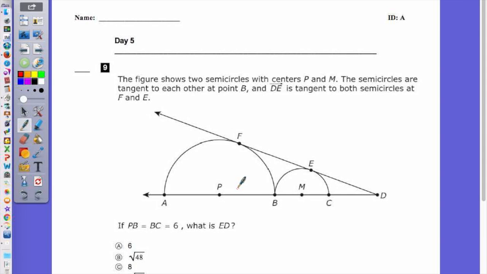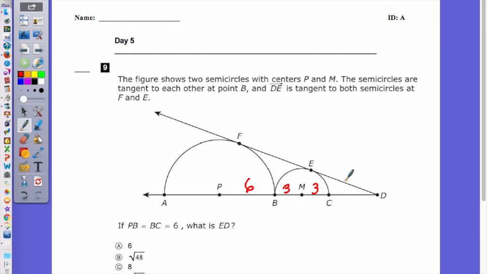So, for number 9, well, we can at least say P to B must be 6, right? And if B to C is 6, and they tell me that M is the center, then that's 3, and that's 3.